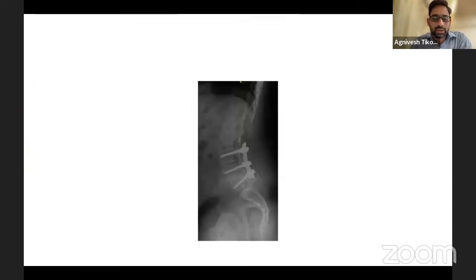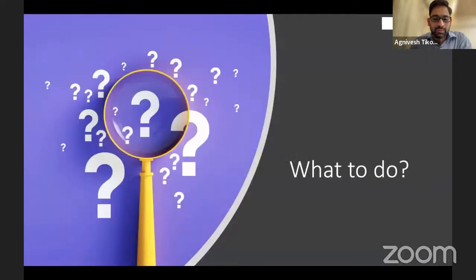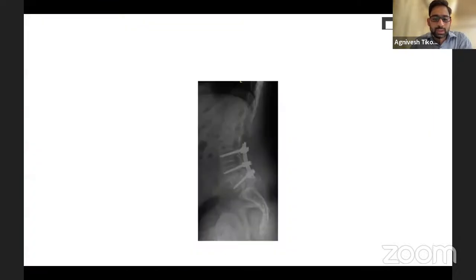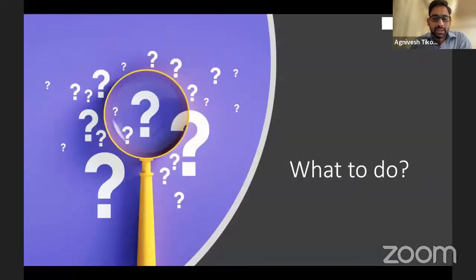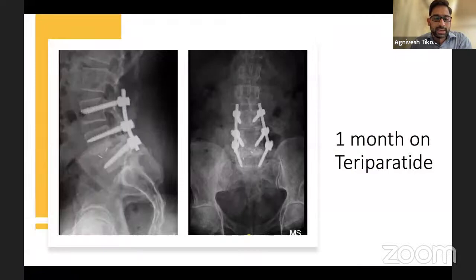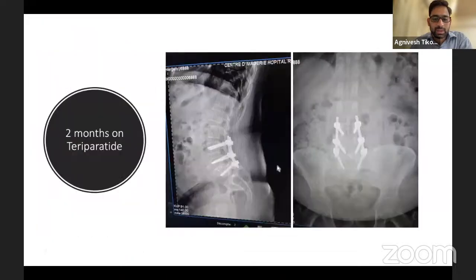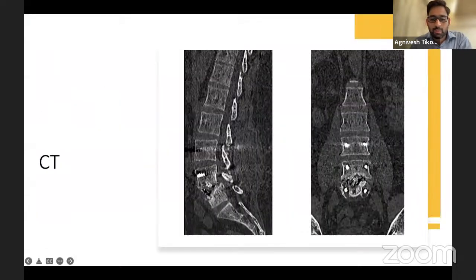He was started on teriparatide post-operatively, but this was something he was having and the pain was not settling. This is 1 month after the teriparatide and his pain is worsening and he's having severe instability pain. The X-rays are showing the persistent listhesis. The screw has moved forward. There is some attempt at bone fusion, but there is still a lot of vacuum around, which means that it has not fused yet.